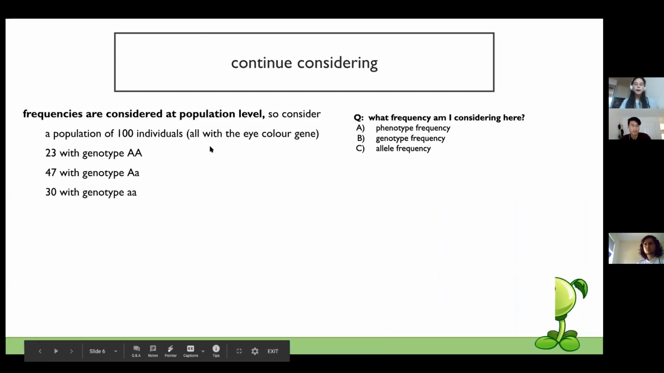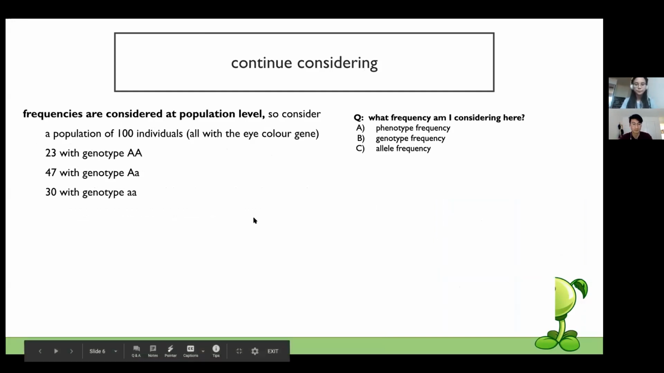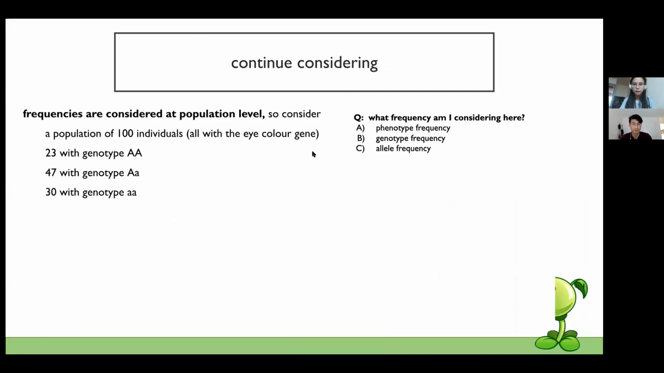All right, so for phenotype and genotype frequency, this is pretty simple. So I'm going to challenge you guys a little bit. So what frequency am I considering with this data here? Drop your answers in the chat. Try and see. Bring up the chat. So drop your answers in the chat. Which frequency am I considering, A, B, or C?